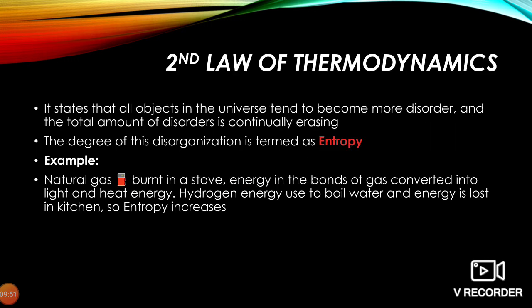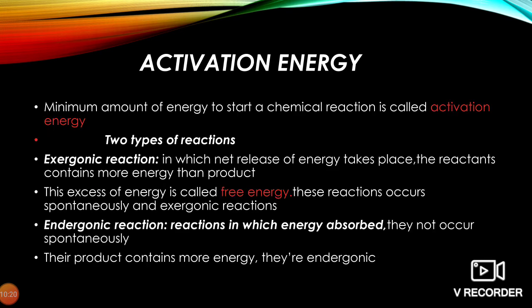The next one is the second law of thermodynamics. It states that all objects in the universe tend to become more disordered, and the total amount of disorder is continually increasing. The degree of this disorganization is termed entropy. For example, natural gas is burnt in a stove, and the energy in the molecules of gas is converted into light and heat energy. The heat is used to boil water, and energy is lost in the kitchen, so entropy increases.